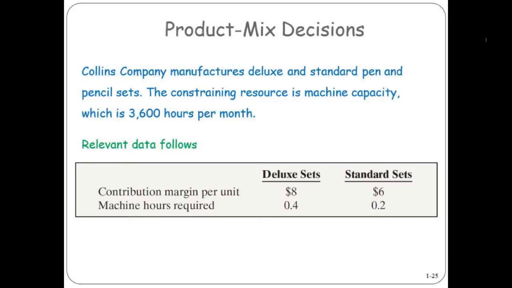If you just looked at contribution margin and didn't look at the constraining resource, you would say, let's make more deluxe sets. It contributes more towards fixed costs and profit. But because it uses more constraining resource, I think we'll see a different answer.